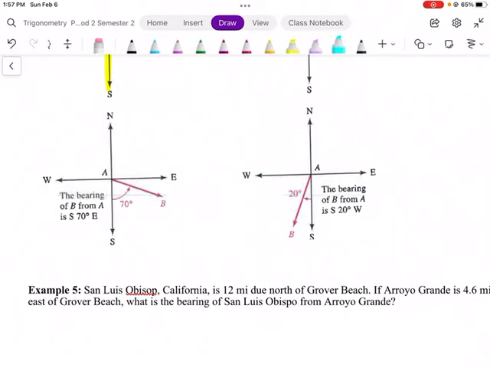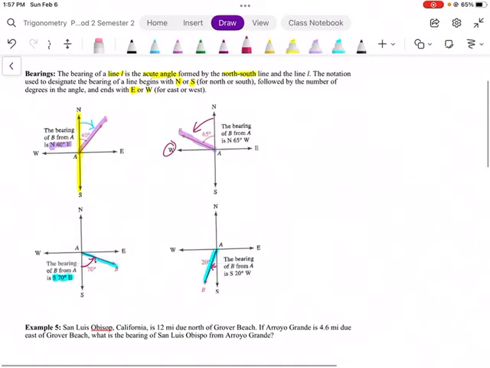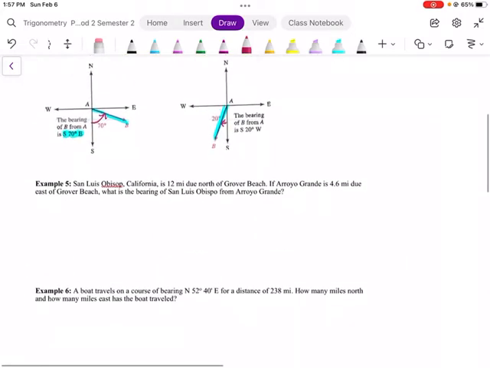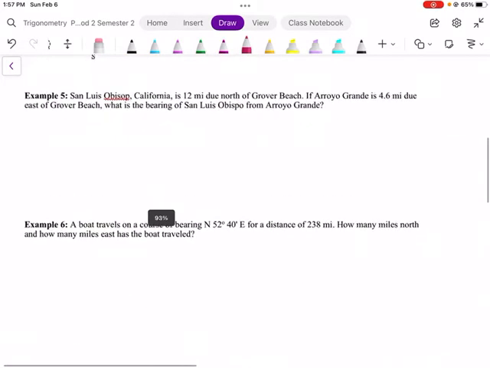Our next ones are both below the x-axis. So for these two, you're going to notice the direction starts with south, 70 degrees east. So we started from the south line and then we went 70 degrees towards the east. Same thing for our last example. This one, we started at the south and then we went 20 degrees west. So these are what bearings are and how we can use them to draw a line segment. Now we're going to use that in a few examples.